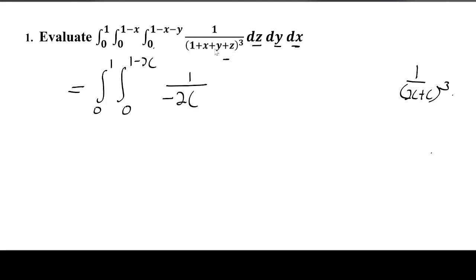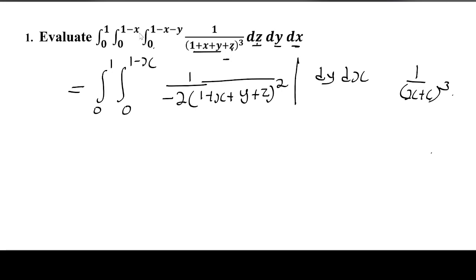Instead of x plus c, here c is nothing but 1 plus x plus y. This whole term 1 plus x plus y will act as the constant c, and z is the variable here. It becomes 1 plus x plus y plus z whole square, into dy dx. I have evaluated with respect to z, so I should not write dz here, but I have not substituted the limits yet. The limits are 0 to 1 minus x minus y.